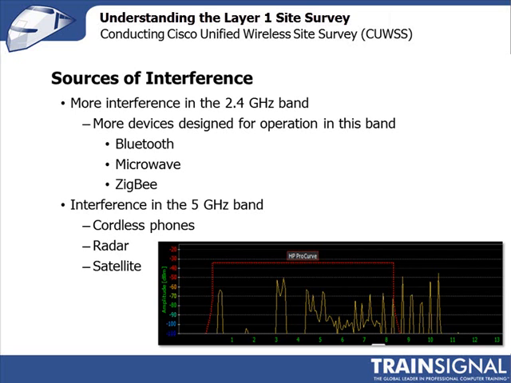There are also devices that interfere in the 5 gigahertz band, so it's not uncommon to find cordless phones that operate in the 2.4 and also operate in the 5 gigahertz band. The 5 gigahertz band also has some satellite systems. The radar that is used by the police actually operates on many different frequency bands, but one of the frequency bands it does operate is the 5 gigahertz band. And so you'll also see that, especially in outdoor deployments.